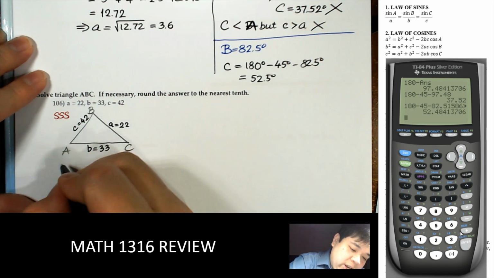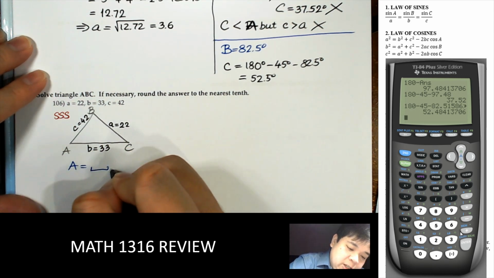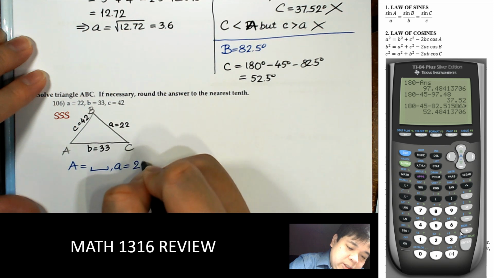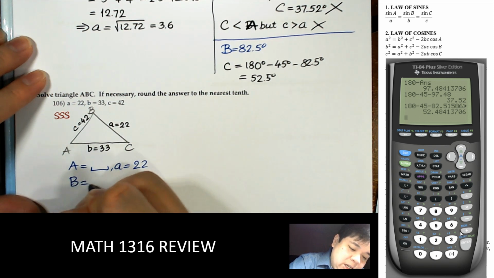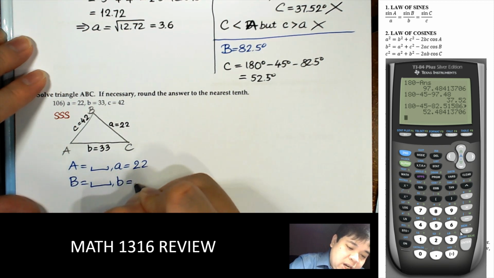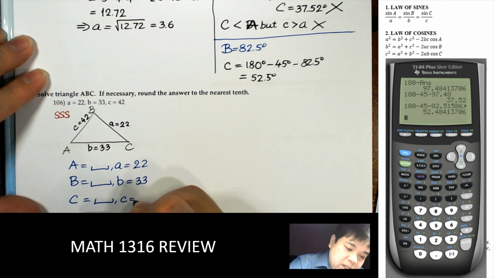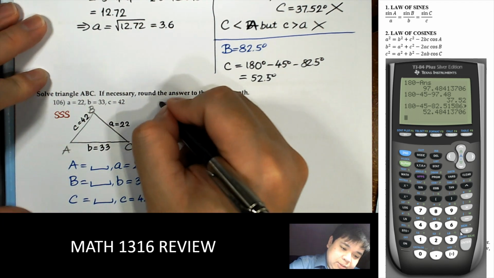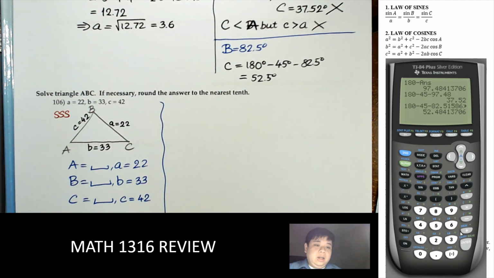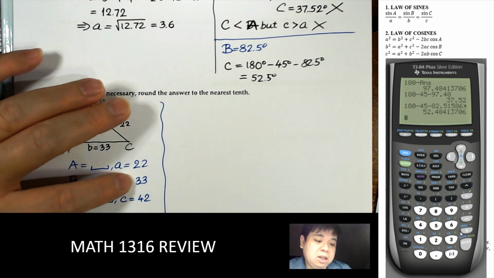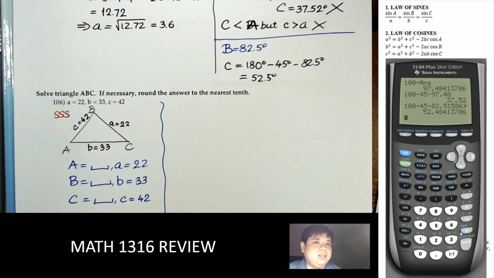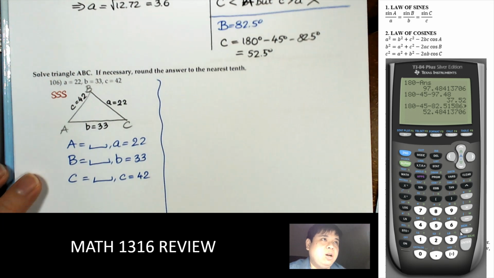Let's try now what we have. Don't know A, but sine A we know. Don't know B, but we do know sine B. Don't know C either, but we do know little c, 42. Right? So obviously we don't have a pair of opposite side and angle, so law of sine is not an option here. We cannot use law of sine.